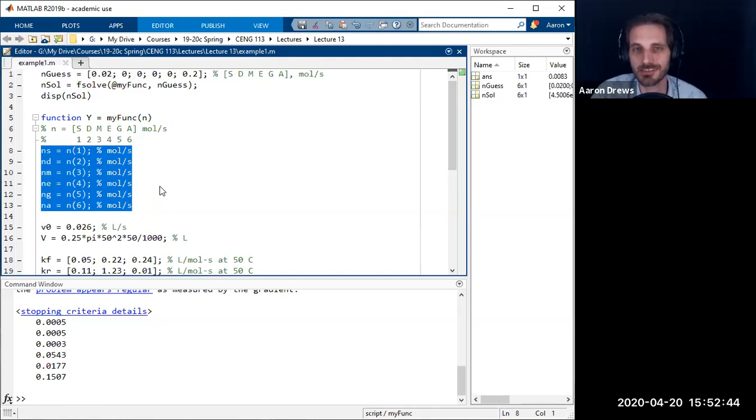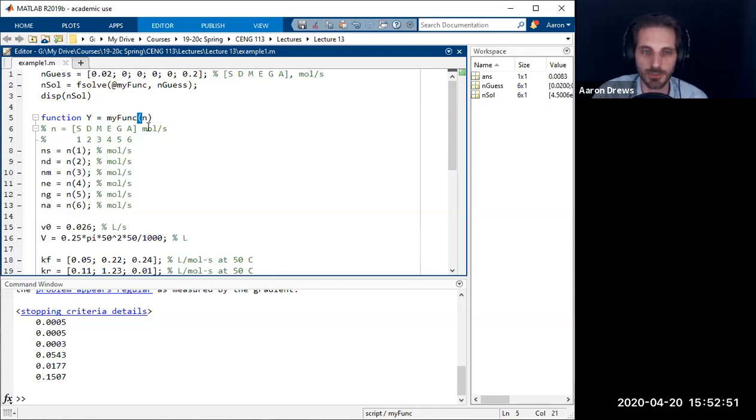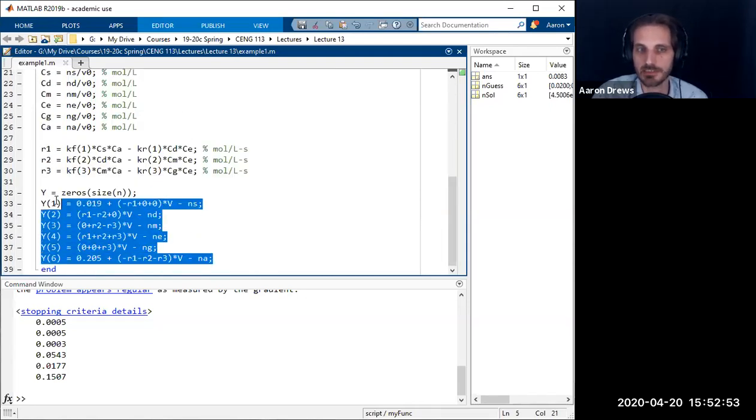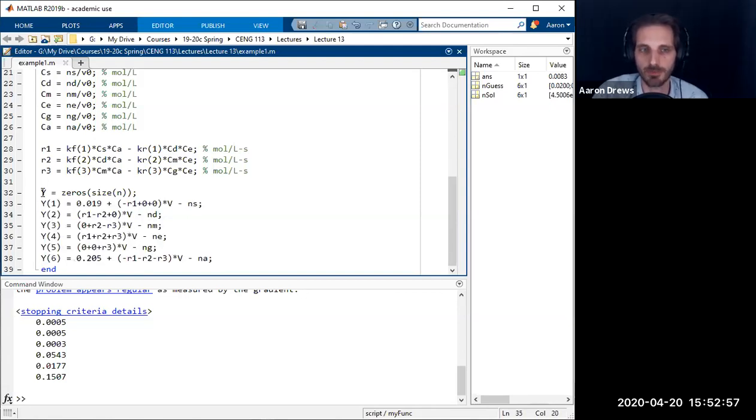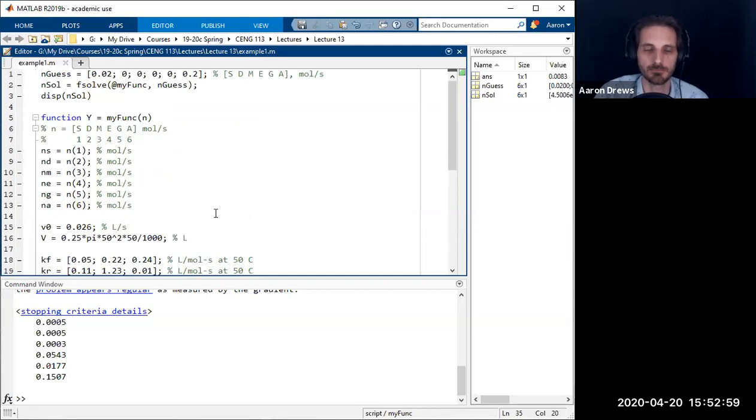How do we know if we've guessed it correctly? That's what fsolve is doing, right? fsolve is trying a lot of different guesses until the guesses that it eventually provides as n satisfy these equations, right? Whatever values of n we put in end up giving y of a bunch of zeros. That's why we can use n in our MATLAB code.